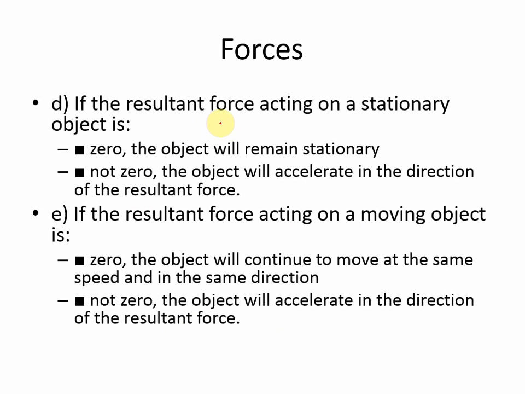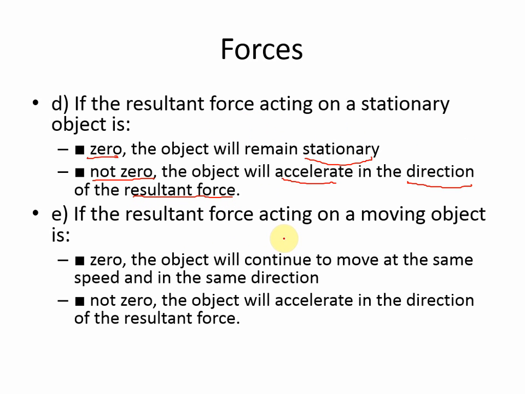A resultant force acting on a stationary object of 0 means it will remain stationary. So if the resultant force is 0, it will remain stationary if it's originally a stationary object. If it's not 0, the object will accelerate, and the key thing is it's in the direction of the resultant force. So overall, we had a resultant force to the right on the previous slide all the time. That means the object will always accelerate in that direction.